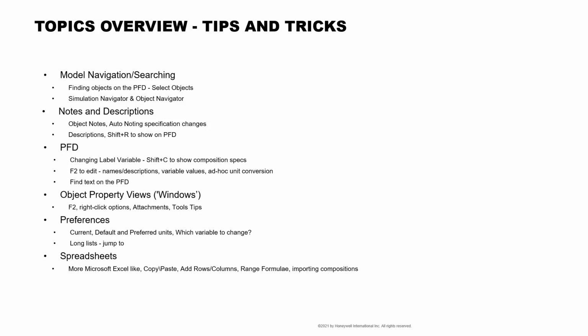A new trick where we can type to jump to something in a long list where we wouldn't have been able to otherwise. And finally, looking at spreadsheets, which have seen lots of improvements, now much more Excel-like, with things like range formula, like a sum, adding and deleting rows and columns, easy copy pasting with absolute references with dollar signs and so on, and a trick about importing compositions easily into the spreadsheet.